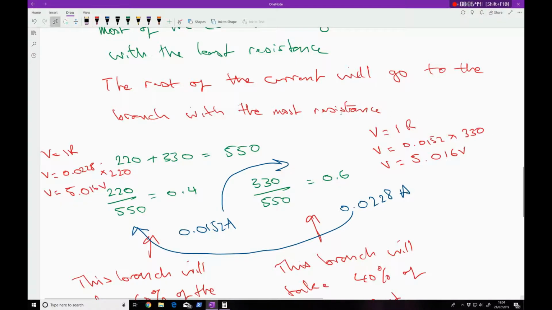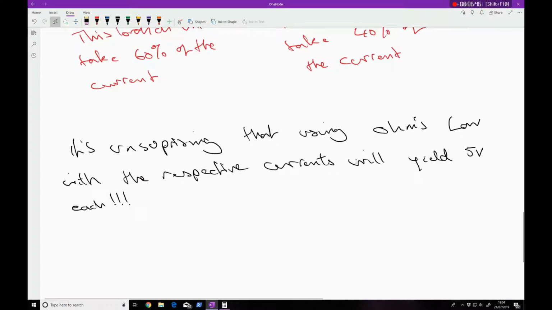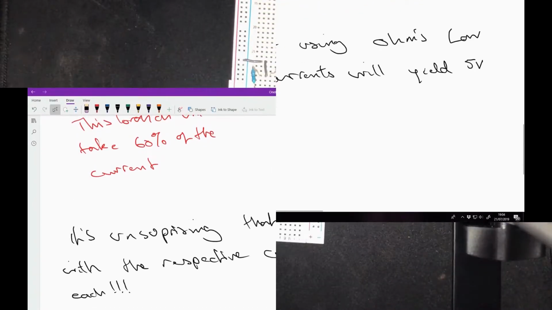Okay, so it's unsurprising that using Ohm's law with the respective currents will yield 5 volts each, because at a junction you split the current but you do not split the voltage. Remember what I said, voltage only varies in series, it does not vary in parallel, but current varies in parallel but never varies in series. So let's make a circuit and see how this actually looks with a real circuit.